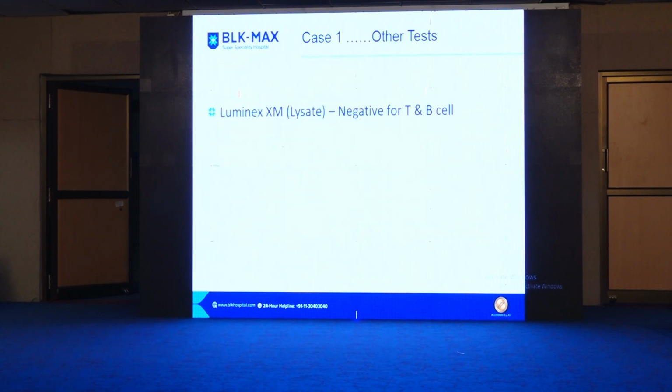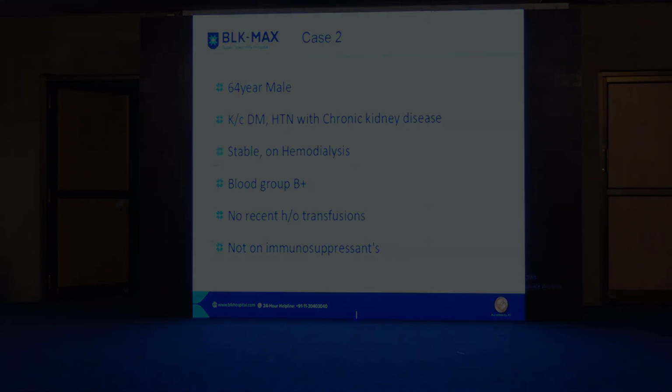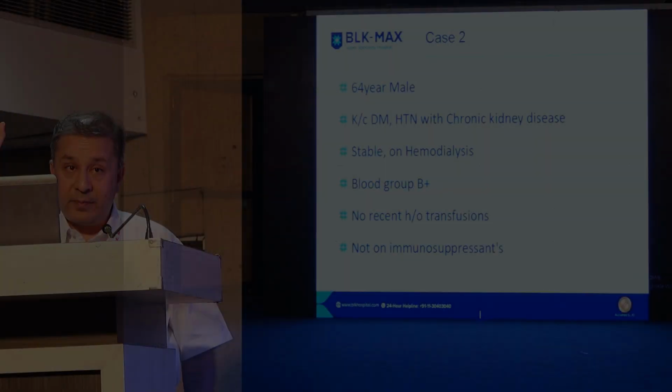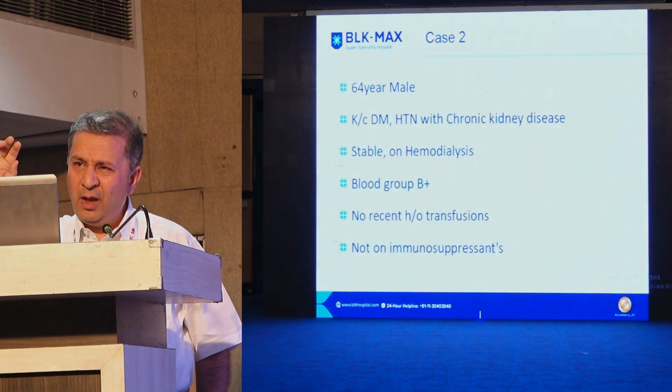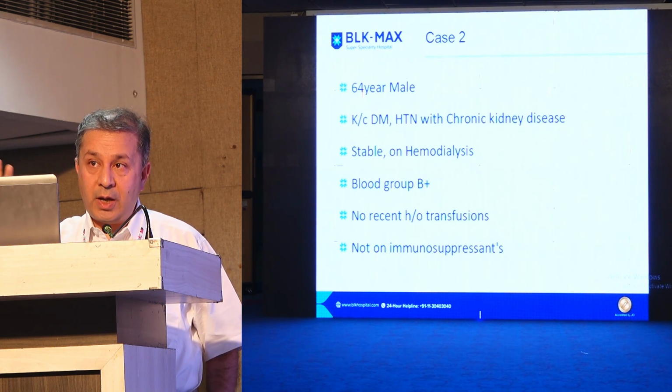Now, other tests which were done on this case, those days we used to do Luminex lysate-based cross-match, was negative for T and B, as well as PRA class 1 was positive, class 2 was negative. Class 1 was 33%, class 2 was 0. And there was what is called non-representation of alleles on the SAB assay. So even though you did a SAB, the SAB was not helpful to you because SAB did not have the representation of those antigens. So flow picked it up, whereas SAB actually missed it. So you would have said, oh, flow is now a false positive. But the fact is, flow actually was giving you the information up front.